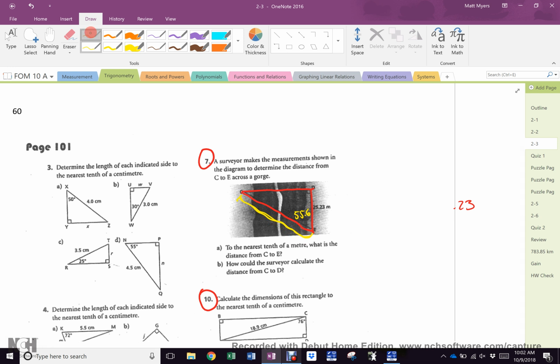Yes? So do I have a theta? Of course. 55.6. What is that? Makes me stand right there, which makes 25.3 my adjacent. And I need the hypotenuse. There's my x. What uses A and H?